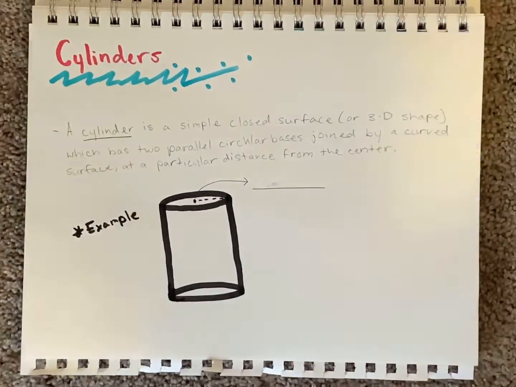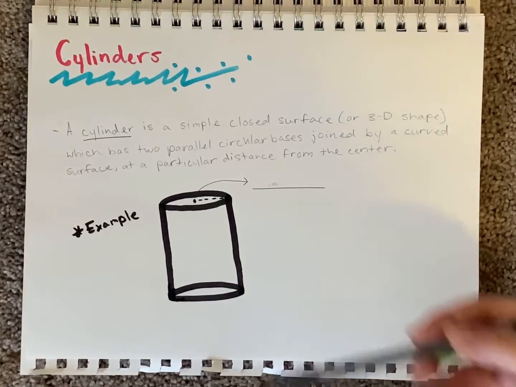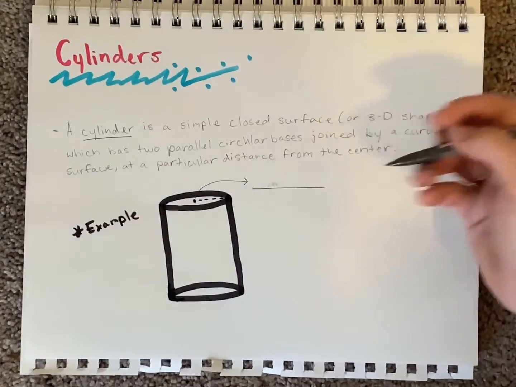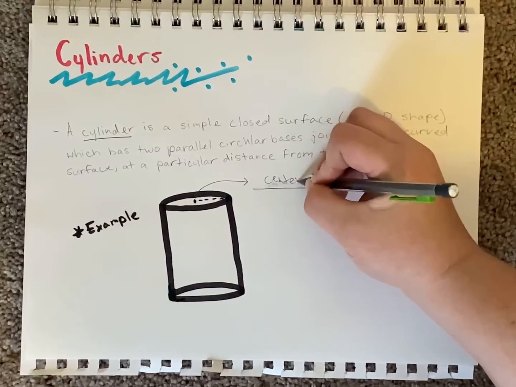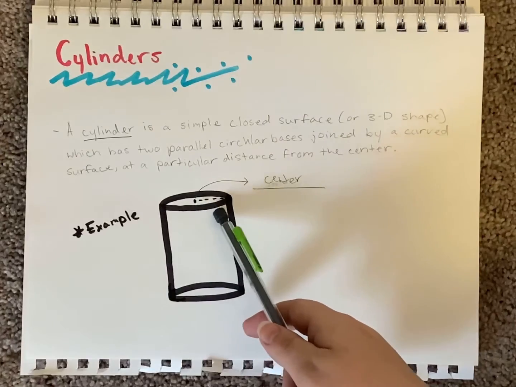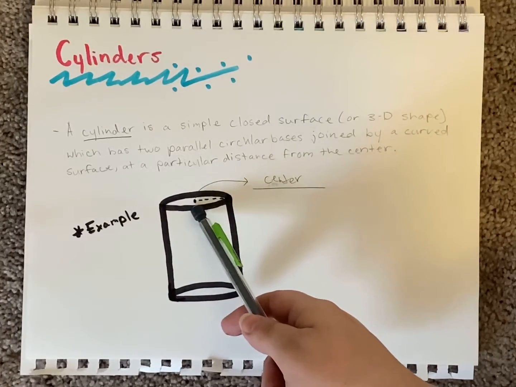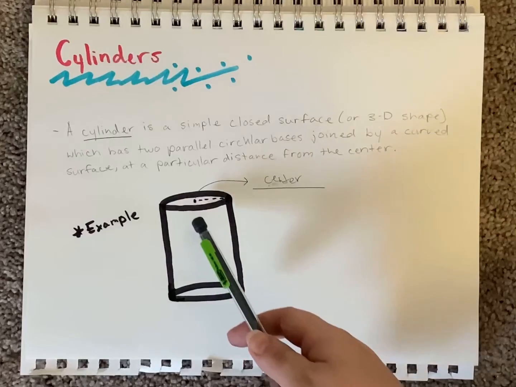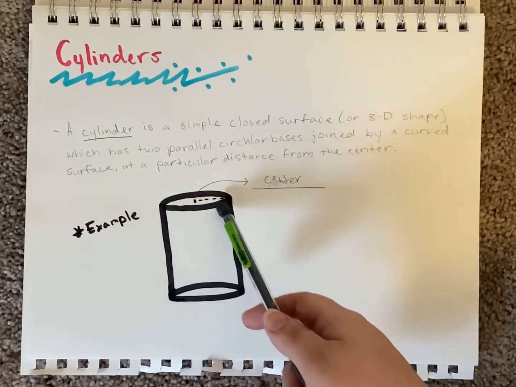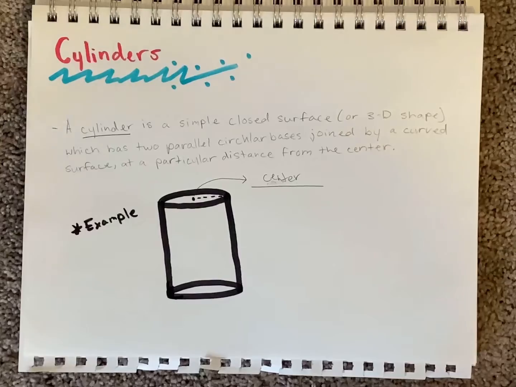Finally, let's review cylinders. A cylinder is a simple closed surface or 3-dimensional shape which has 2 parallel circular bases joined by a curved surface at a particular distance from the center point. So here you can see I've drawn an example of a cylinder. Here at its center would be what we call the center point. And you can see that I've also drawn its radius so that in future chapters we can calculate the distance and radius of a cylinder. So that is a cylinder.